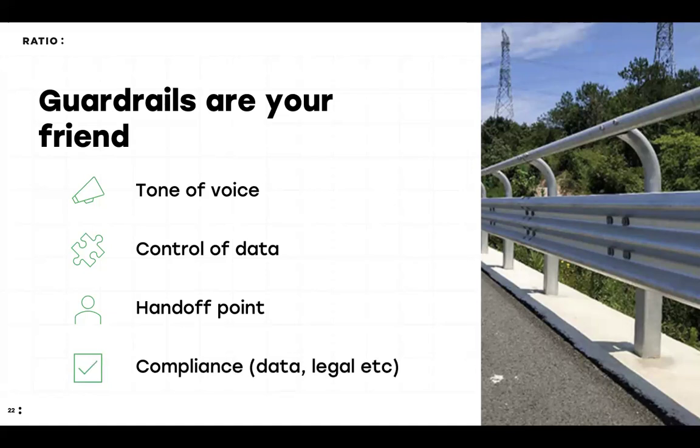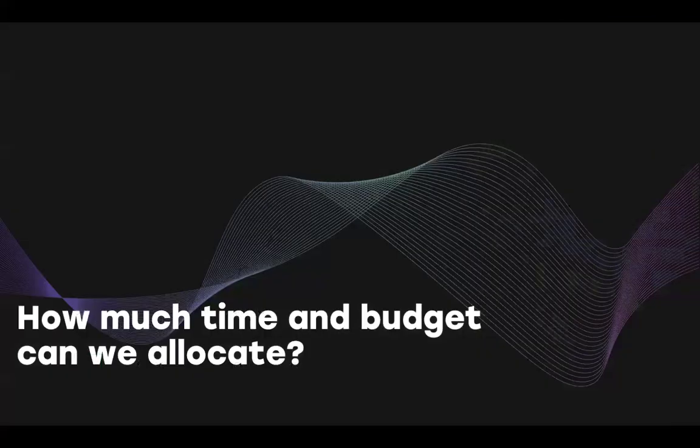And also compliance guardrails. So what can or cannot we talk about within the chatbot? If I'm a financial services firm, I might be prevented from making specific recommendations, for example, about specific products. So again, we need to think about how we put parameters around these. So these guardrails are really, really important.